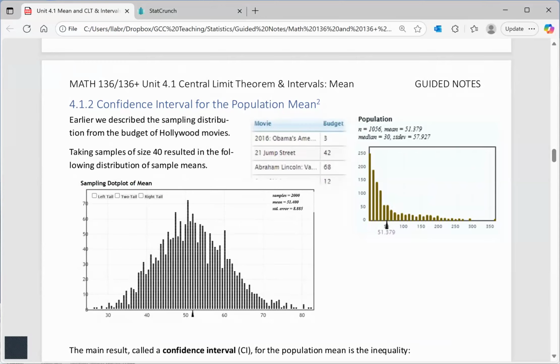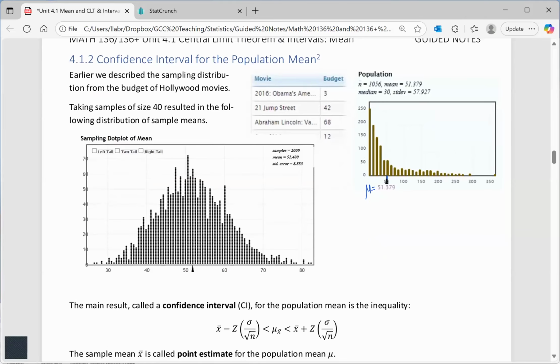So here's an example. We've already looked at this data. This population has a population mean, so that's mu, that's the true population, of 51.379. And when I took samples, we can observe this behavior. We get a sample center, mu of x bar equal to 51.4, very close to 51.38, and a standard error of 8.885. So here's what I want to do. I want to label these.